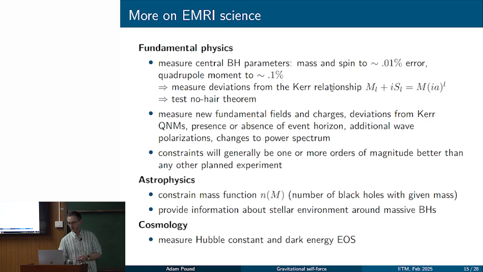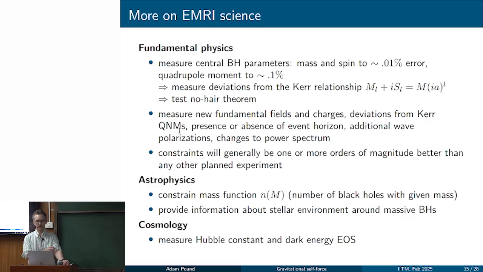Then we can also do a lot of other fundamental physics tests. So we can measure new fundamental fields and charges. So typical modifications of GR, you know, you have an effective field theory description of modifications of GR, maybe motivated by string theory or something. You expect new fields to come in at some scale, often a scalar field, and then you can actually measure its effect on the binary.